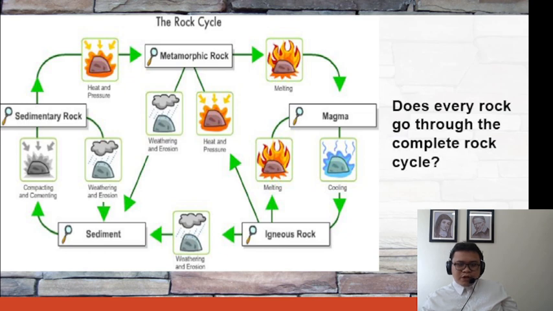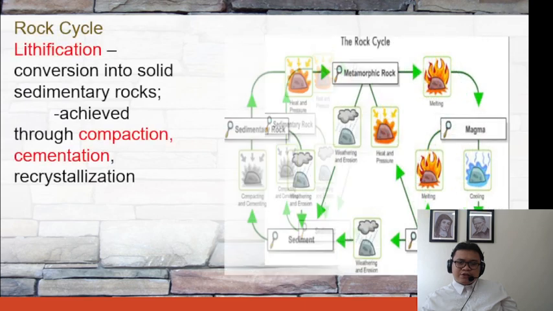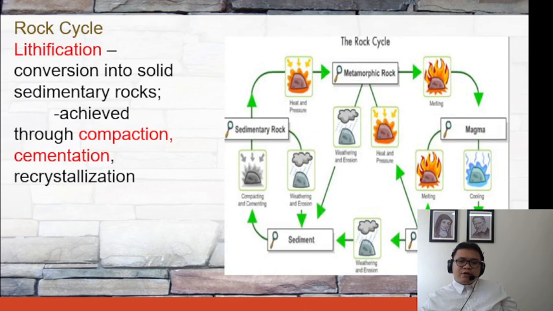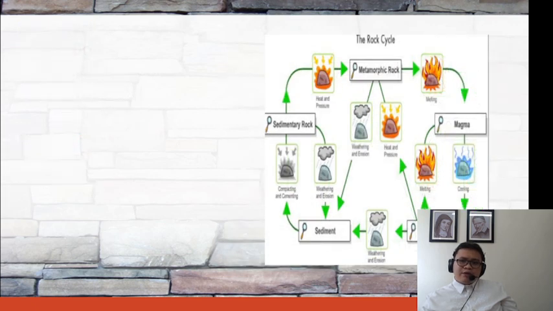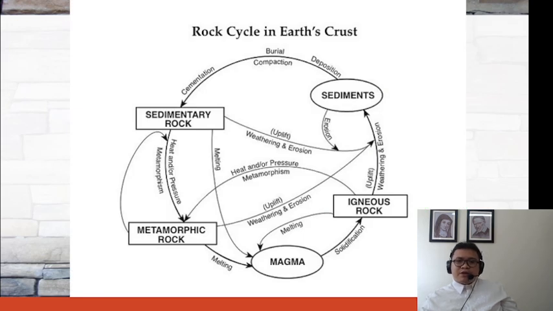Now, a basic question here is, does every rock go through the complete rock cycle? If you look carefully at this diagram, not all rocks actually undergo the complete rock cycle. Others can just jump from one process to another and then be converted into another type of rock. I will show you a clearer picture later on. If you want to understand the rock cycle in a nutshell, it's like this. Allow me to fast forward this one. Here is the picture that I would like to show you.